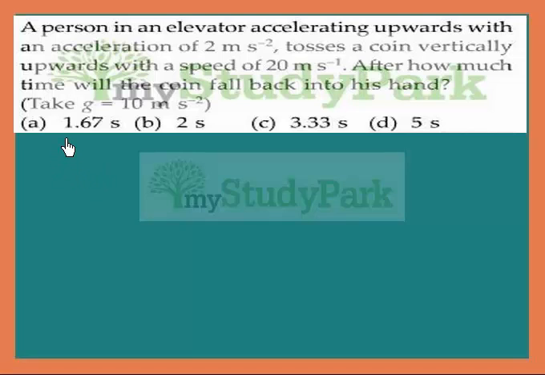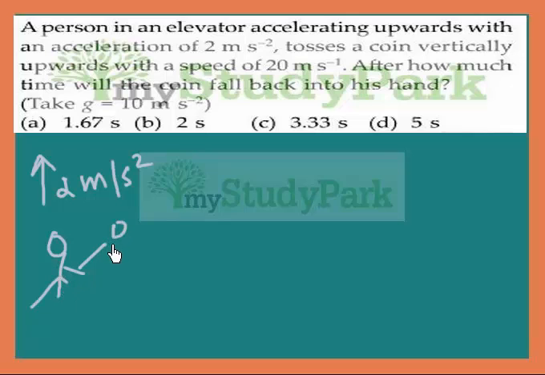A person in an elevator moves upwards with an acceleration of 2 meters per second square. So there is an acceleration of 2 meters per second square, and he's in a lift and he's moving upwards. The person tosses a coin with a velocity v equals 20 meters per second. After how much time will the coin fall back to his hand?